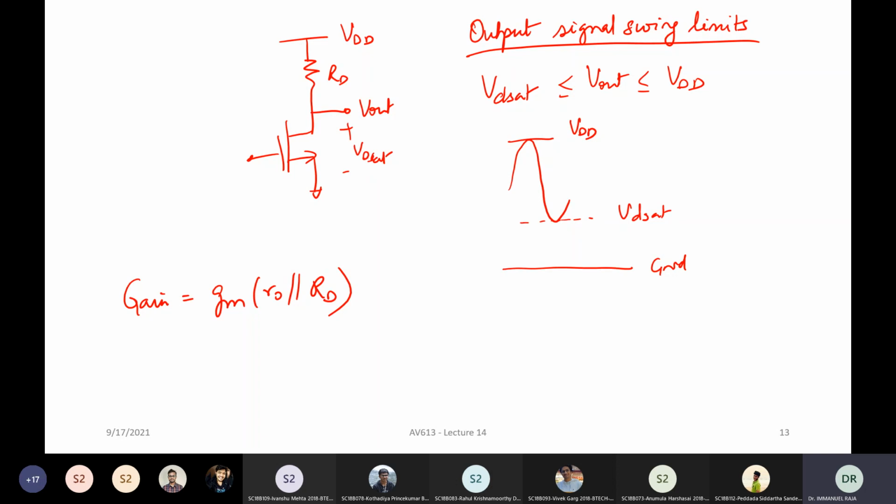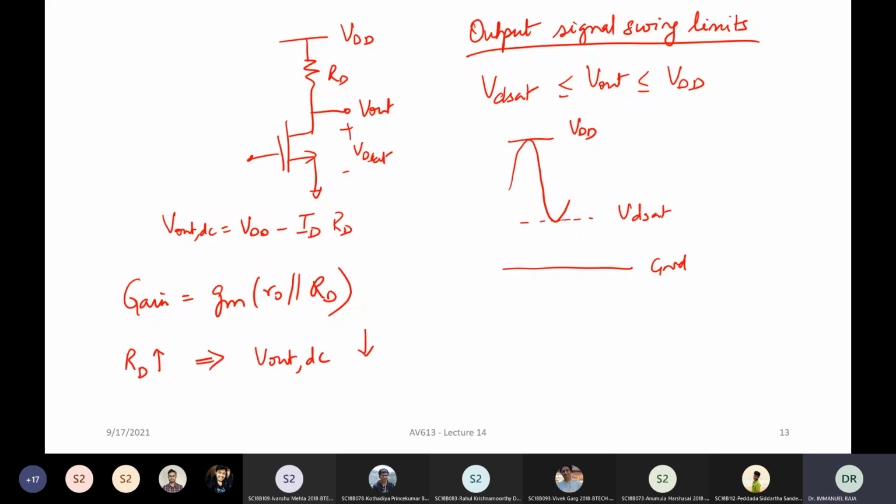Now, if you want to increase your gain, typically RD will be the lower value when you compare ro and RD. And therefore, if you want to increase the gain, the first thing that you will need to do is to increase RD. Now, if you increase RD, what happens? Gain may increase, but it also results in a very important thing, which is that your V out DC will reduce. Am I right? Because your V out DC is given by VDD minus ID times RD.